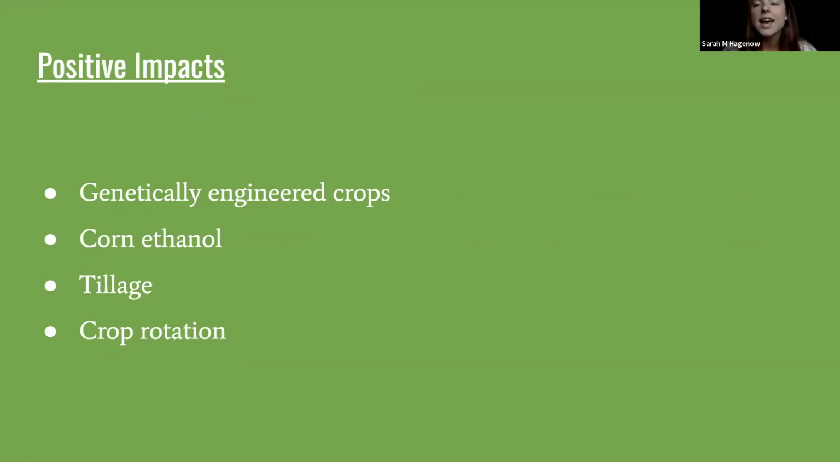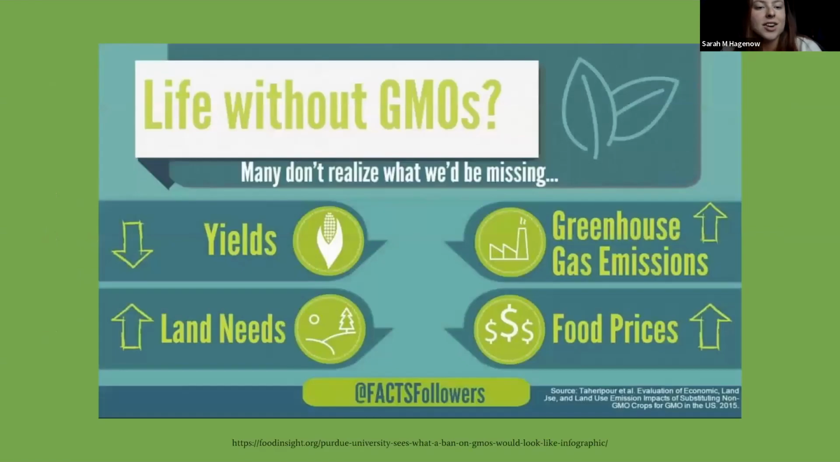My name is Sarah, and I'm studying agricultural and food business management. I have experience in agriculture, so I've been able to see firsthand some of these positive impacts, and I've done lots of research over the years. One of these agricultural benefits for the environment is the use of genetically engineered crops. I think this infographic does a great job of showing what life could be like without them. This is from Purdue University.